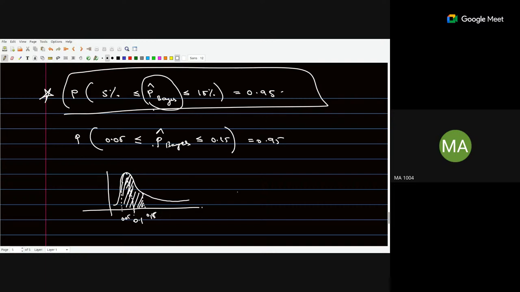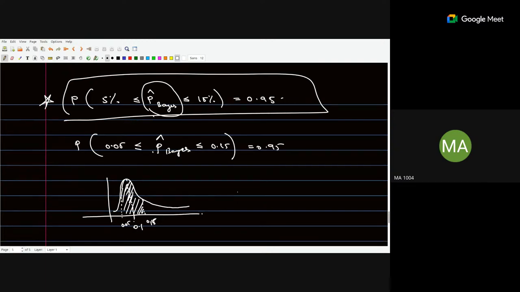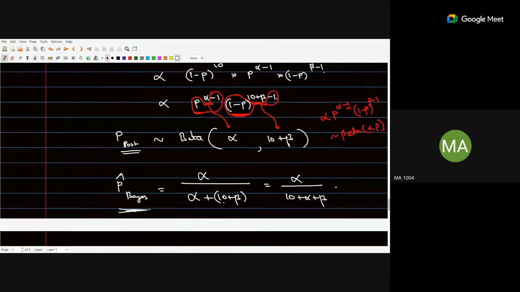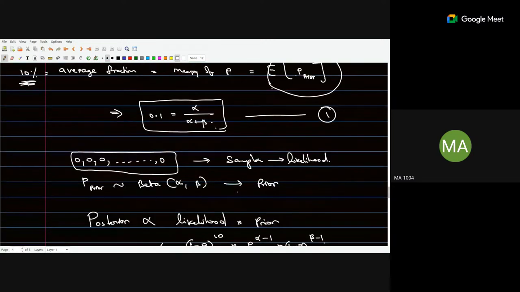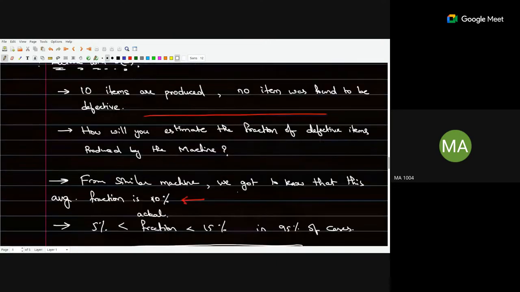Okay. So you find from here, just use the tables and find alpha and beta. And once you get alpha and beta, you just substitute here. And then you can actually estimate the fraction of defective items produced by the machine.